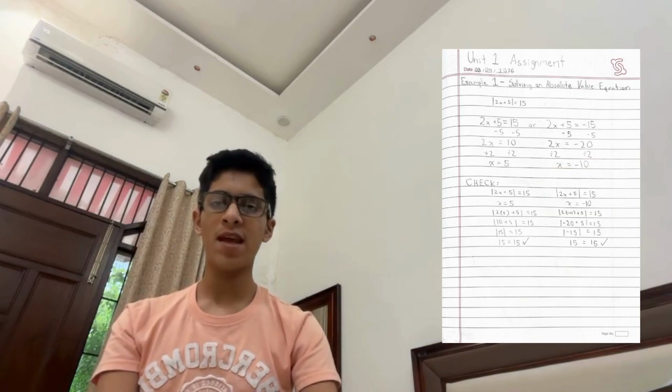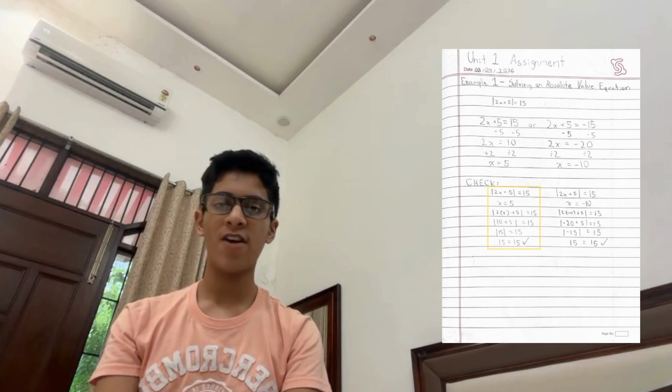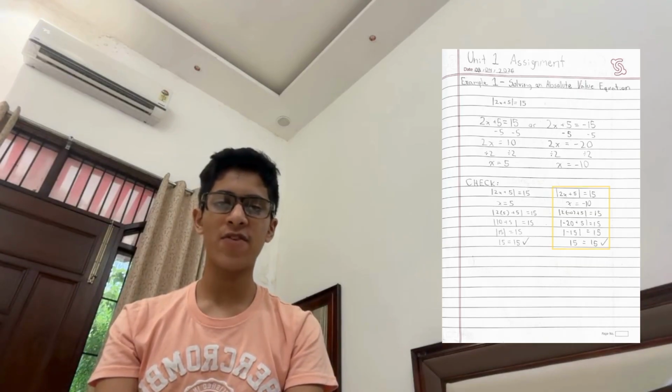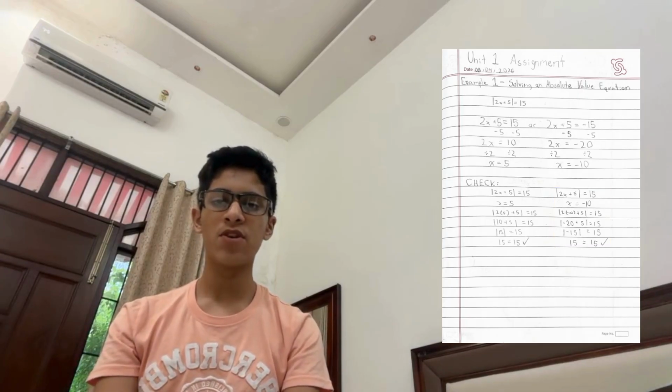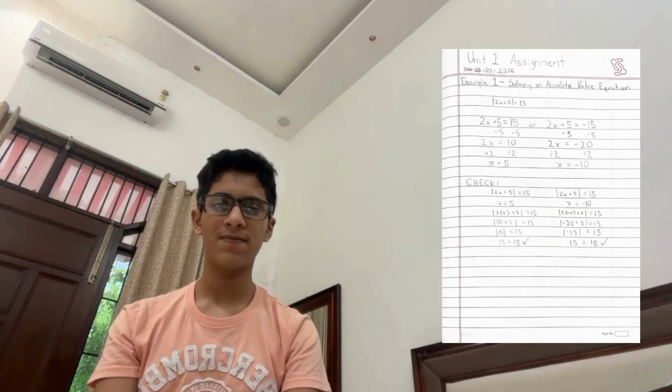Now we can check both answers by substituting them back into the equation. When I substitute 5, I get the absolute value of 15, which also equals 15. When I substitute negative 10, I get the absolute value of negative 15, which is also 15. Since both solutions make the original equation true, my final answer is x equals 5 or x equals negative 10.